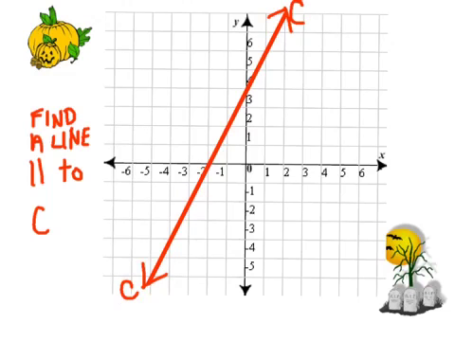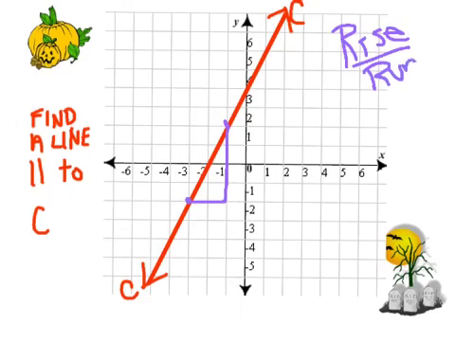Okay, practice problem number 2. Find a line parallel to C. We just need to pick 2 points on the line. We'll pick this one, and we'll pick this one. We need to make our triangle and count our blocks. We need our rise over our run. For our rise, we have 1, 2, 3, 4. For our run, we have 1, 2.